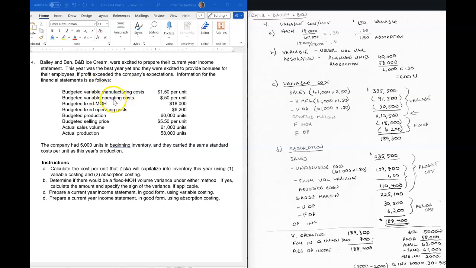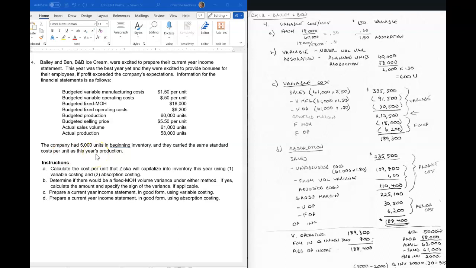Now down here we're below the contribution margin, we're below gross margin. These are operating costs. They give us a budgeted fixed overhead, budgeted fixed operating costs. Two big fixed costs that are planned. Budgeted production was 60,000 units. The budgeted selling price is $550. Here's our actual volume and actual production.